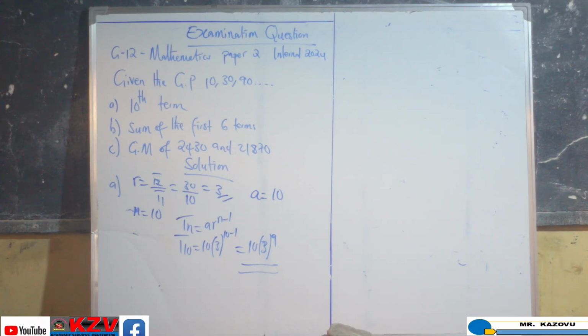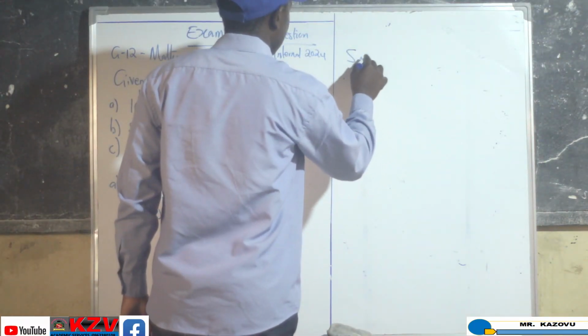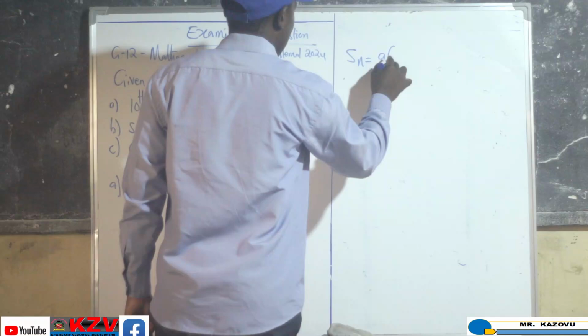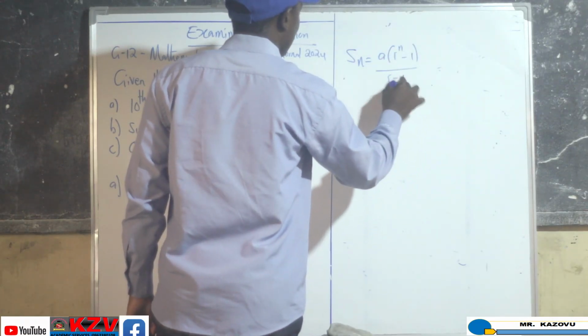So B, they are saying the sum of the first 6 terms. It's very simple because we know our first term. What is our first term? Yes, and then what is our R? Is it less than 1 or greater than 1? Greater than 1. So we know the formula to use, isn't it? Yes, when R is greater than 1. So we'll say Sn is equal to A, R to the power n minus 1, over R minus 1.